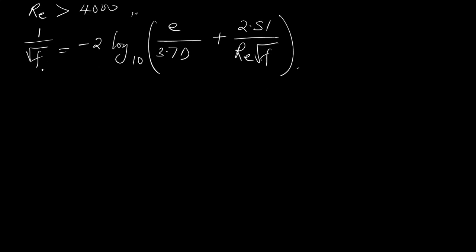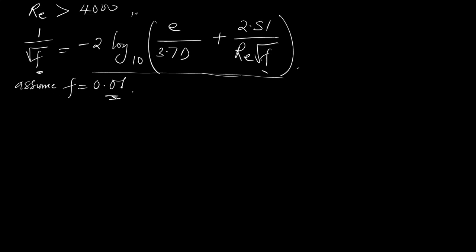Now if you look at this equation, f is an implicit function, so we are going to use an iteration method to solve for f. Now we assume f is equal to 0.01. So now we are going to use this value in the whole of this term on the right hand side. We substitute into this equation and solve. If it does not equate, we'll try again with the value we got from here. So let's start now.